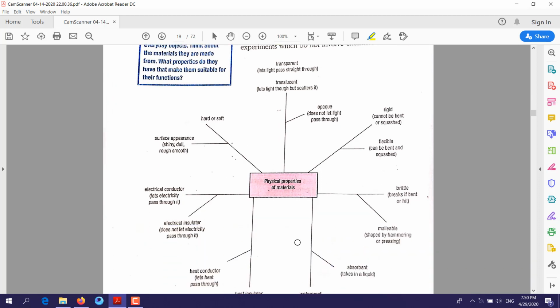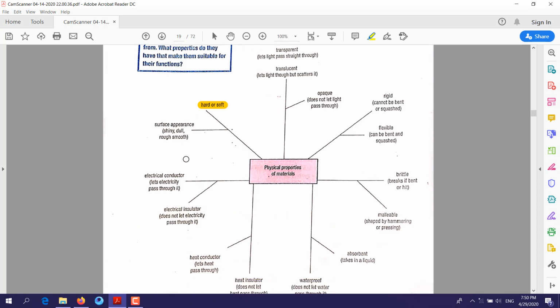If you look at this diagram, here are examples of physical properties. If you take any material and ask these questions, you can find its physical properties. For example, firstly, is this material hard or soft? When you are asked whether this material is hard or soft, you are being asked about the physical properties.